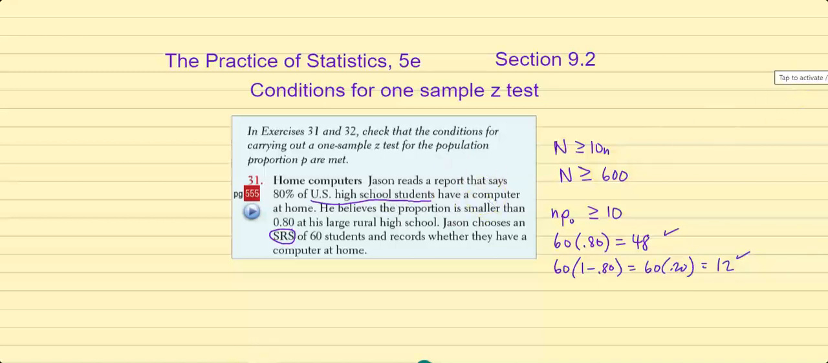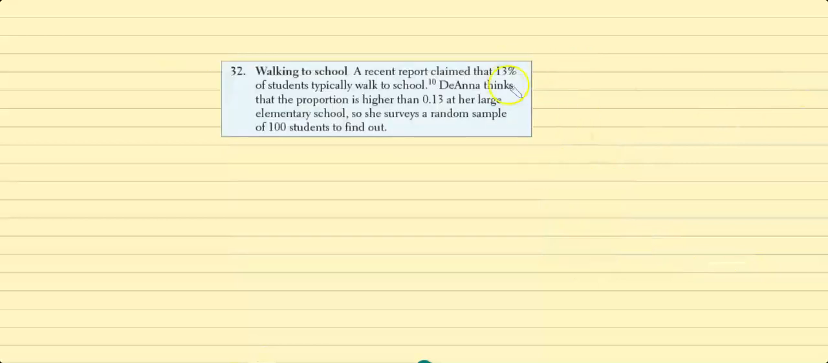Let's look at another problem. We have a recent report that claims 13% of students typically walk to school. Deanna thinks that the proportion is higher at her large elementary school. So she surveys a random sample, so there's our random condition. Our n is 100, so we want to make sure that our population is greater than or equal to 10 times 100, or 1,000.